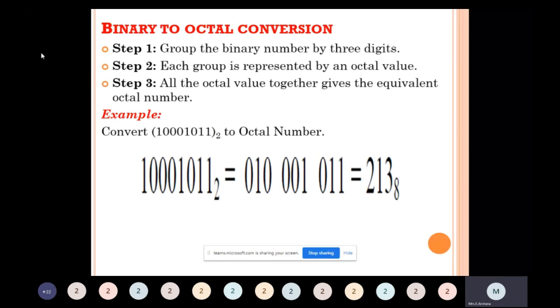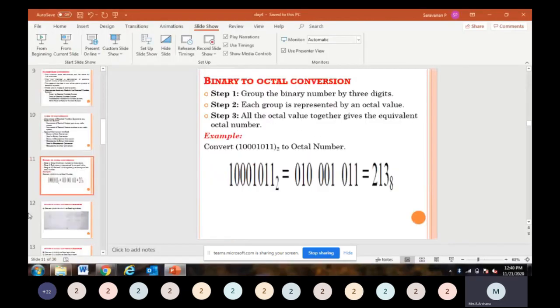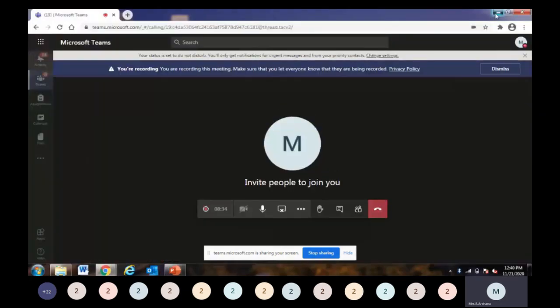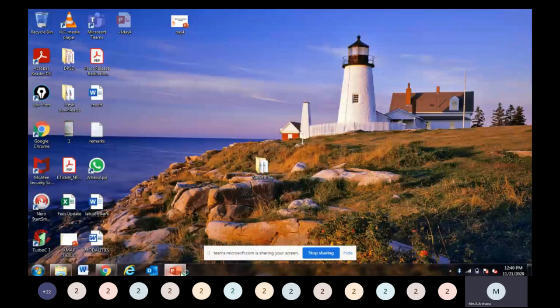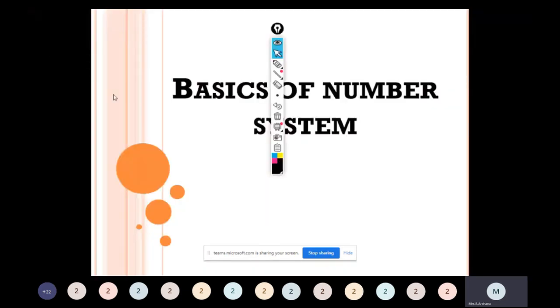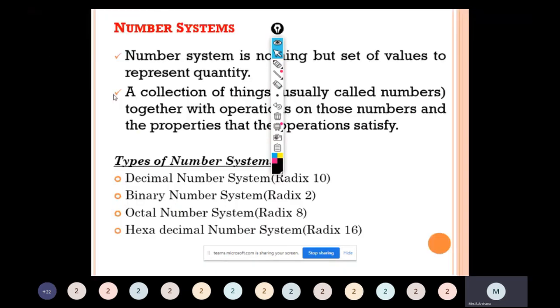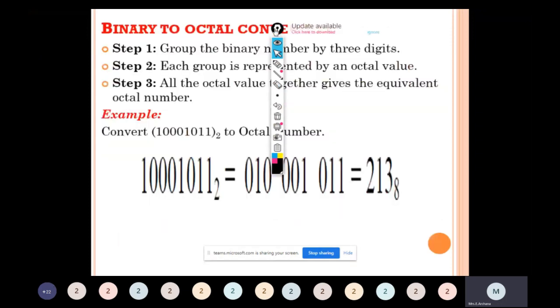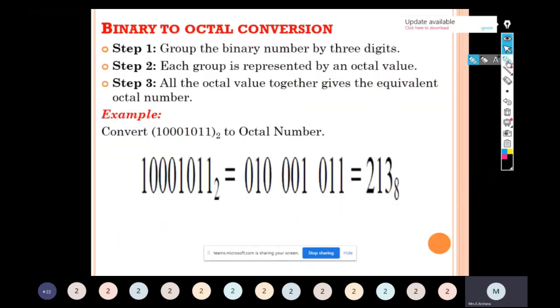We have to start from the LSB. The main important thing is we have to start grouping the numbers from the LSB. For example, we will see. First one is binary to octal conversion. Here we are going to group the numbers.